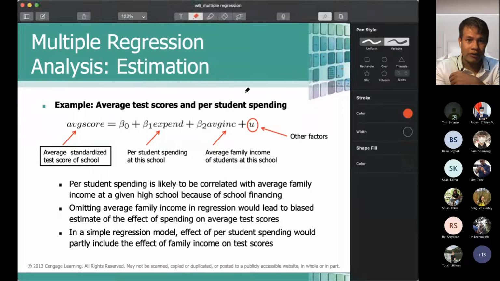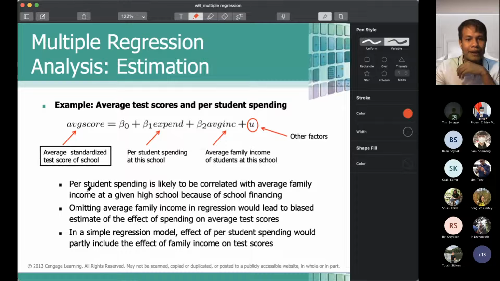All right, so here is another example. We want to estimate, for instance, the effect of per student spending on average test score. But here we have to control for family income. Class, if you have a look at this example, if you do not include family income, your delta 1 here is biased.